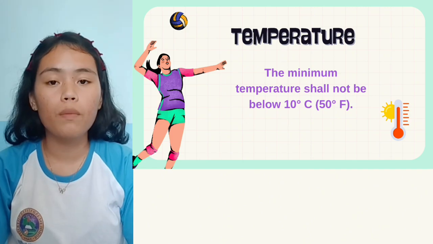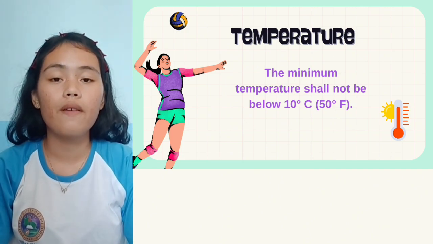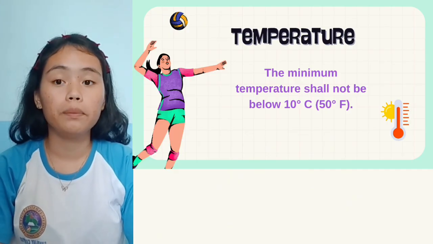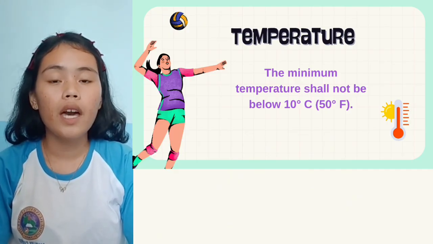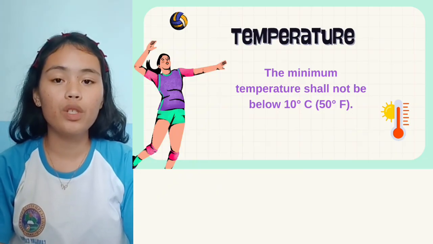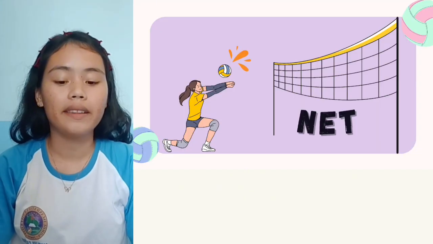Volleyball also has rules about playing conditions, and one of these is the temperature. The court temperature must not go below 10 degrees Celsius or 50 degrees Fahrenheit. Because if it is too cold or too hot, it can cause injuries and also it can affect the condition of the players. Now, let's talk about the net.